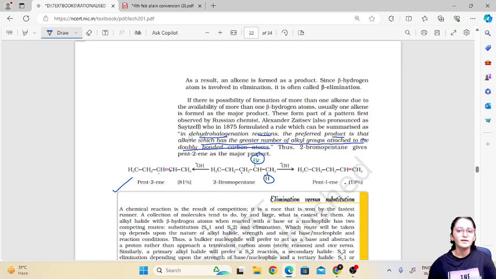Now this rule states that the preferred product is that alkene which has a greater number of alkyl groups attached to the doubly bonded atoms. Here this doubly bonded carbon atom is attached to one carbon, and this carbon is attached to one here, so this is attached to two. But here this doubly bonded carbon atom is not attached to anything on this side, and this is attached to one carbon. So this is less substituted and this is more substituted. That's why this is the major product according to Saytzeff rule, and this is minor, meaning it is formed in a very small amount.